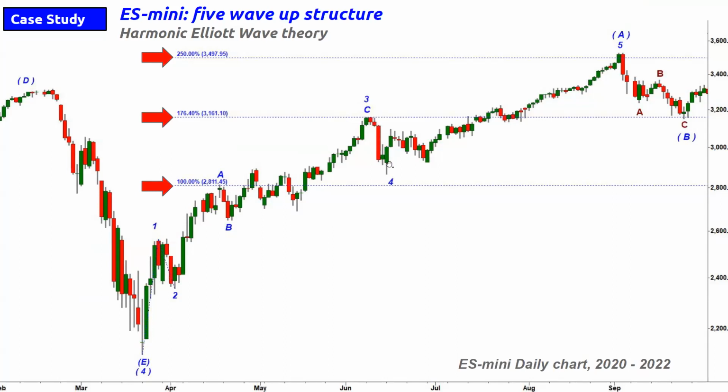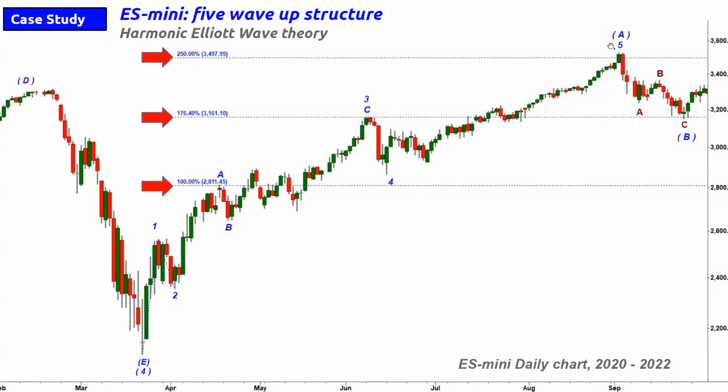We got a quick pullback in wave 4 and another push higher. Again, there is a kind of rule that once we top at 176.4 in wave 3, wave 5 tends to extend either to 223.6 extension or 250% extension. And look how the 250% extension nailed the top made by the first leg up in subwave A.